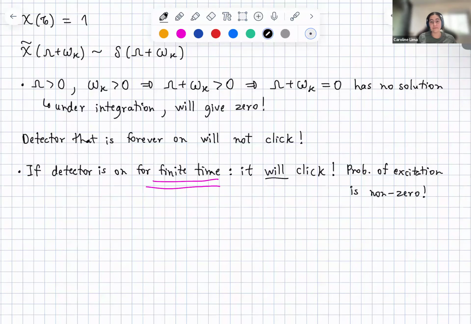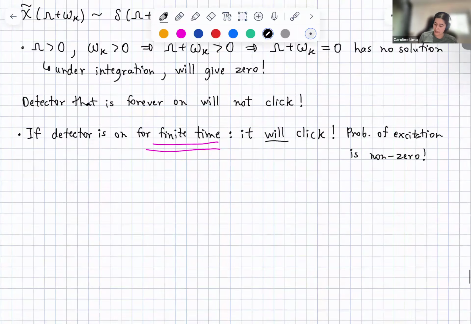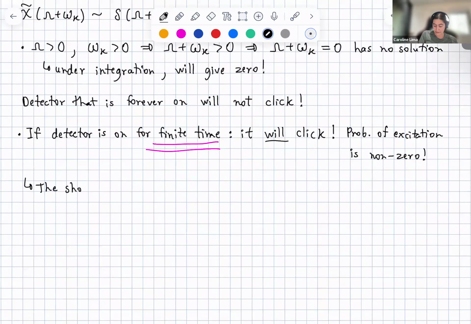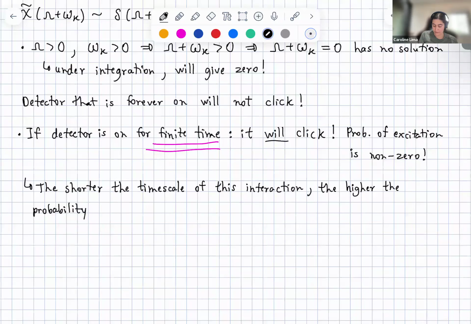And moreover, what we find is that the shorter the time scale of this interaction, the higher the probability of excitation.